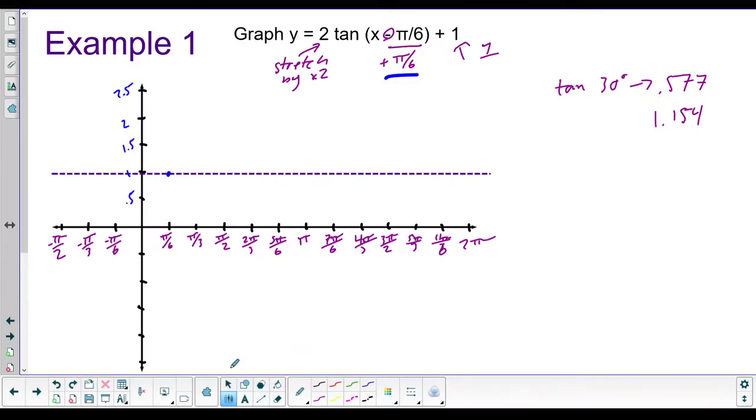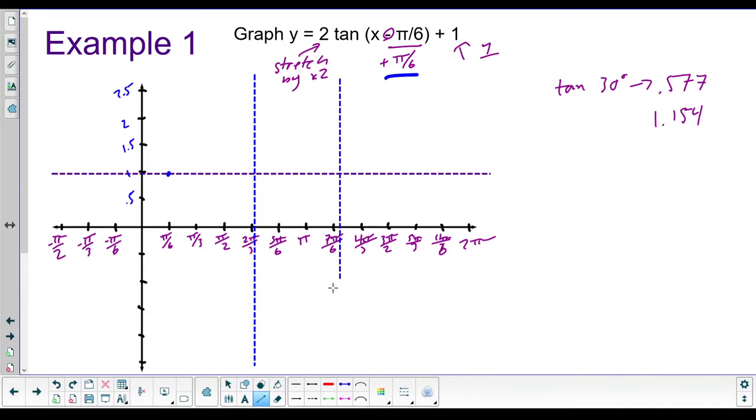Okay. Now, normally, our vertical asymptote is going to be at pi over 2, except we took our whole graph and shifted it pi over 6 to the right. So pi over 6 is 1 tick mark. So instead of putting our vertical asymptote right here at pi over 2, we're going to shift it 1 to the right. So vertical asymptote. And then we know that this happens every pi apart. So we're going to go over 3 more tick marks. 1, 2, 3.